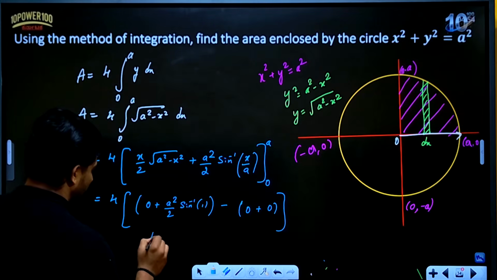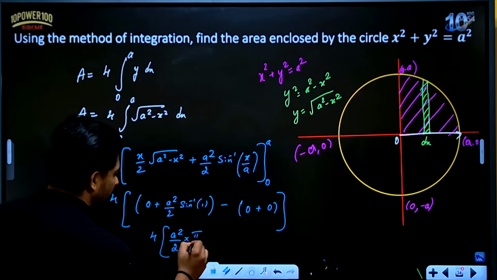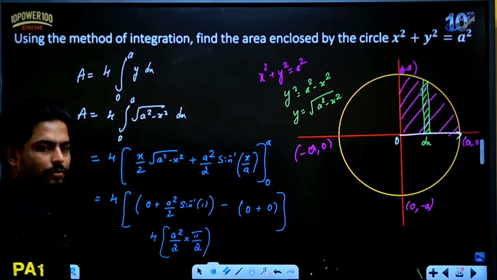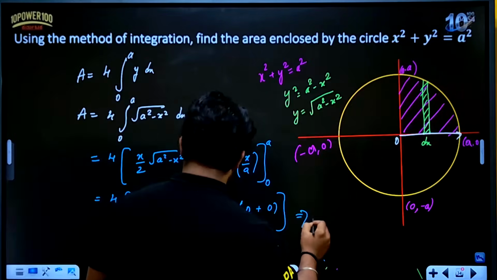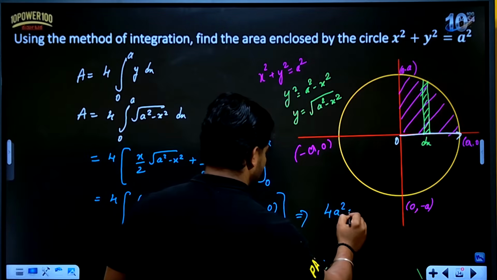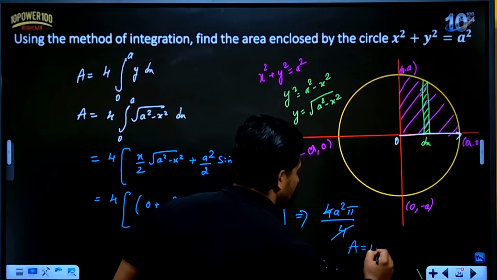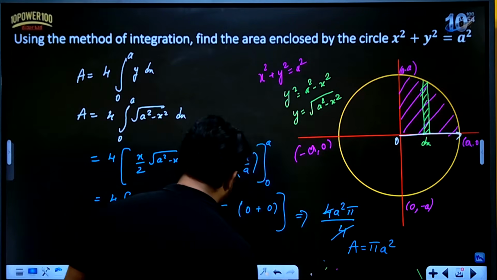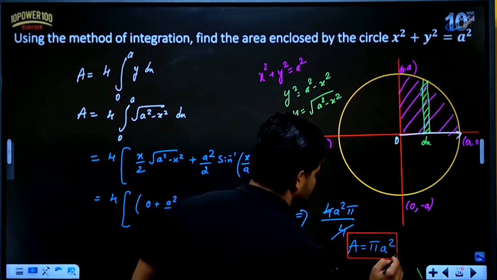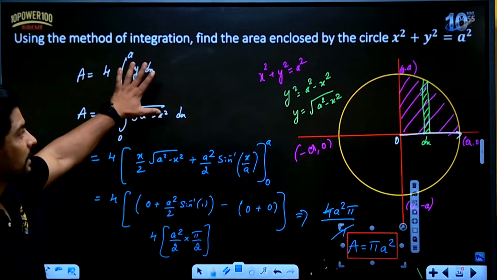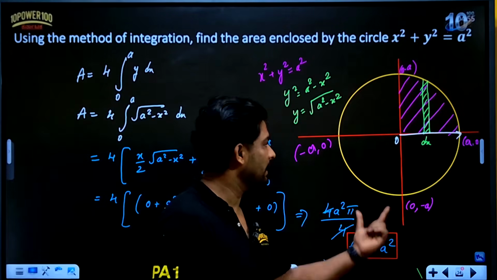So we have 4 times of a square by 2 into pi by 2. Now if you solve this further, we get 4 a square pi divided by 4. So 4 and 4 cancel. So area is equal to pi a square. Area of a circle, you know, right? Area of circle is pi r square. Here the radius is a, so that's why pi a square. Simple, right? Here the radius is not r, it is a. It's simple.